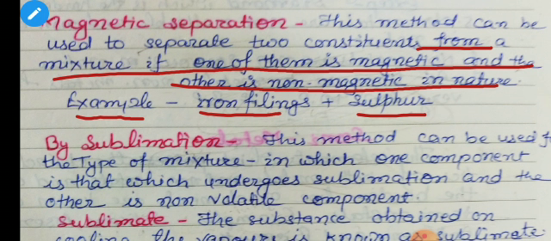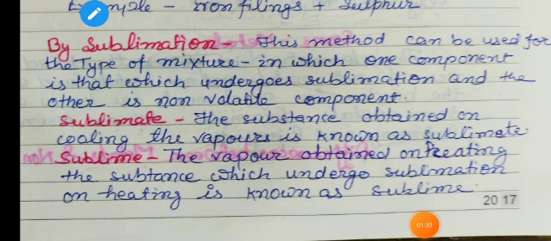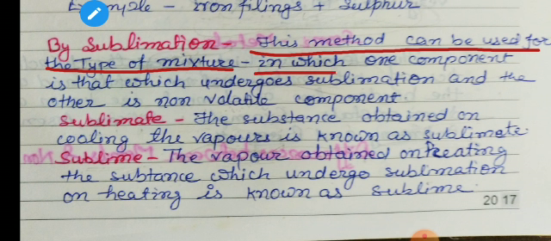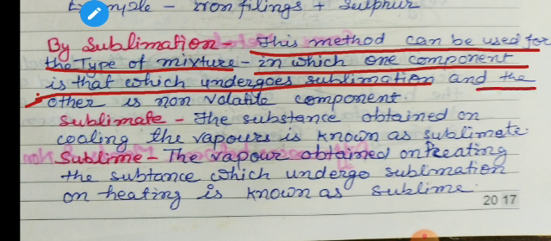After this, students, we will discuss separation by the sublimation method. Students, this method can be used for the type of mixture in which one component undergoes sublimation and the other is a non-volatile component. In that case, we can do this.